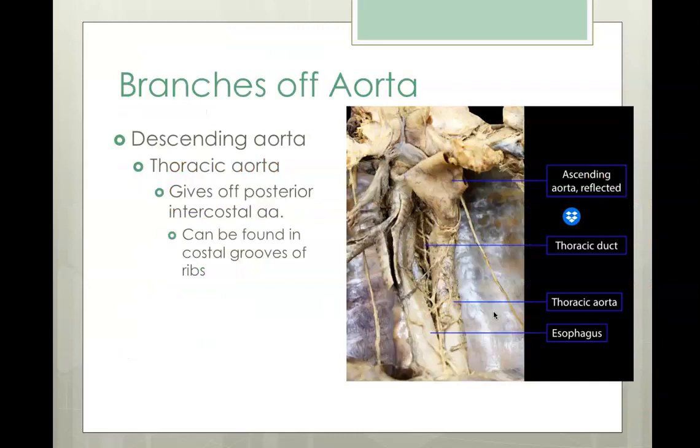So now let's take a look at some of the branches off of the descending aorta, and we'll come back to those other branches going toward the head and the upper limb later in the screencast. So here you can see your ascending aorta has been reflected so that we can focus on your thoracic aorta. And we call this thoracic aorta because we find this portion of the aorta in the thorax. And so here you're only really going to find extensions coming off called your posterior intercostal arteries. And remember that these can be found within the costal grooves of your ribs. So we would have to peel away some of the parietal pleura that would be found over here in order to see these posterior intercostal arteries.